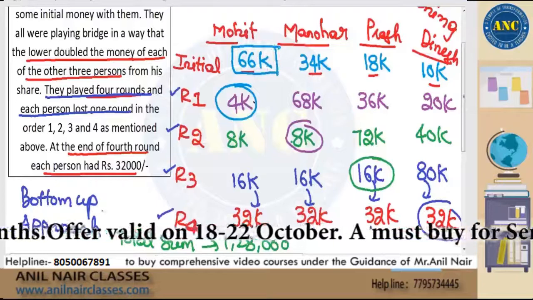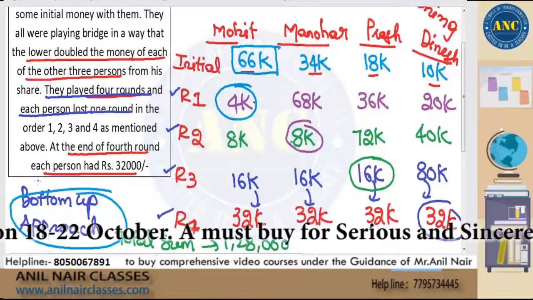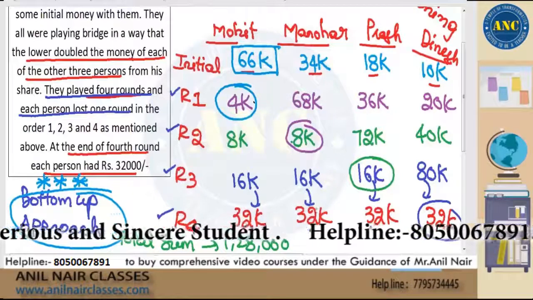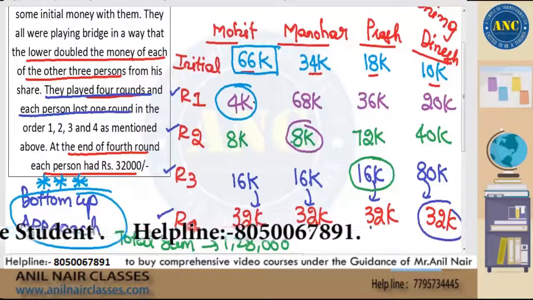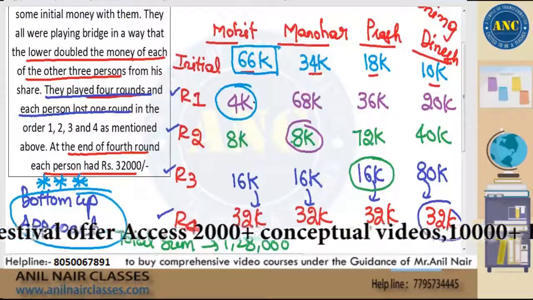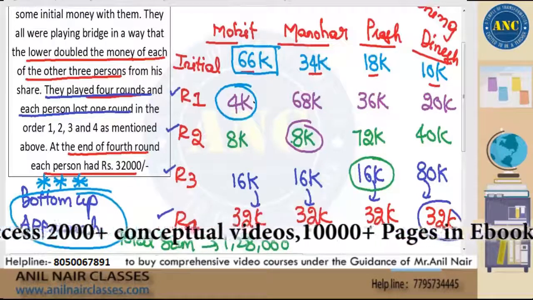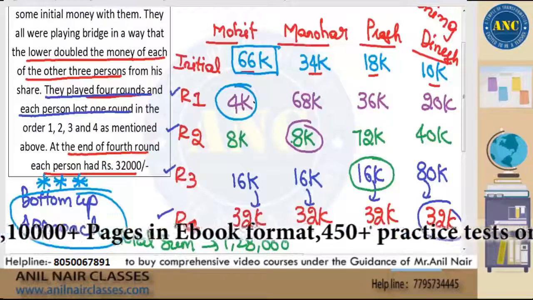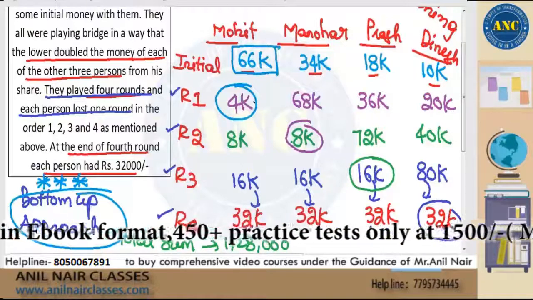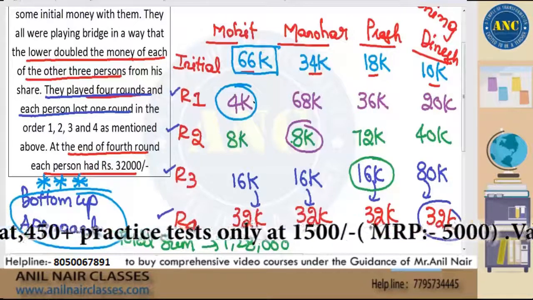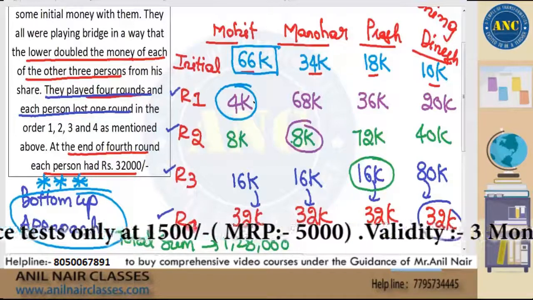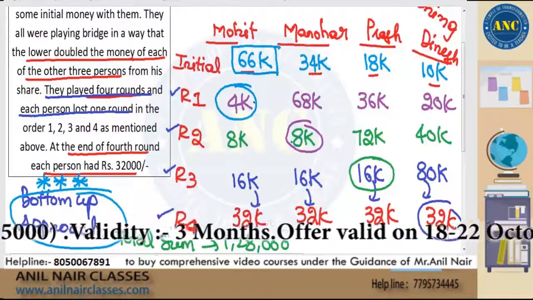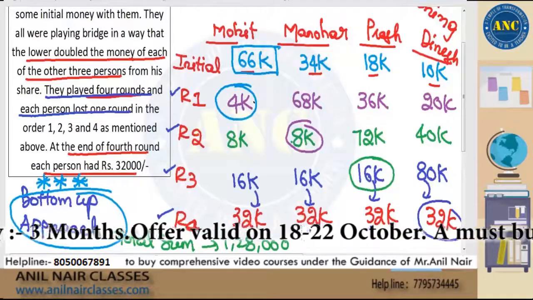How beautifully you can solve this question by taking the bottom-up approach. 66, 34, 18, 10. I hope it is clear, right, sir? Just at the end of the fourth round, values are given. Instead of coming from R1 to R4, I am coming from R4 to R1. 32, 32, 32, 32. 16, 16, 16.